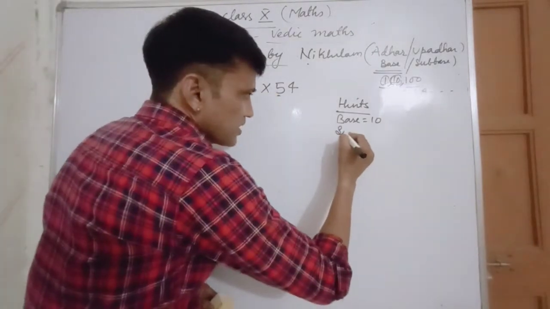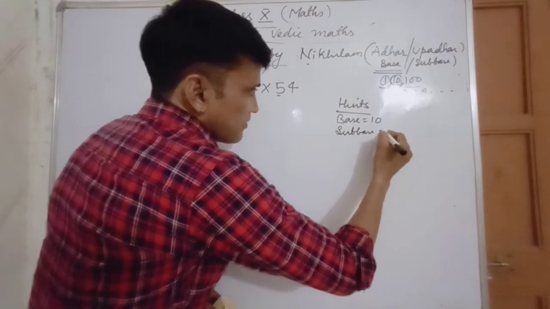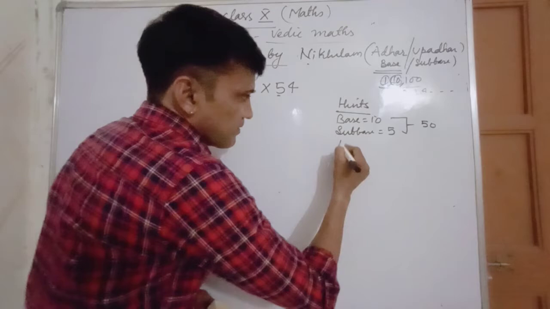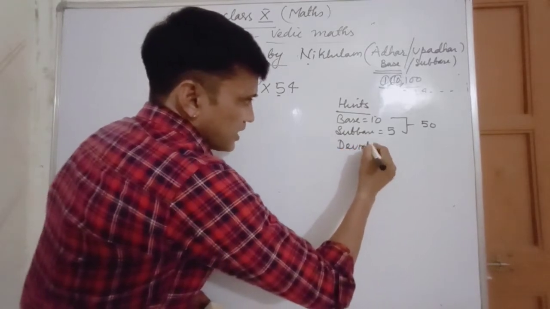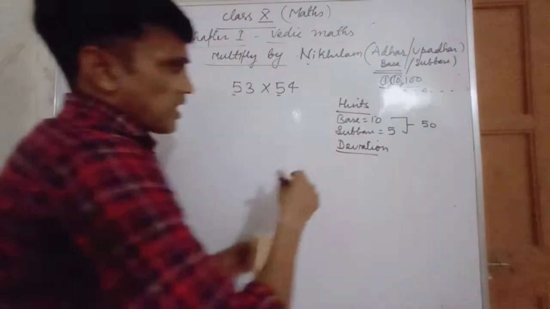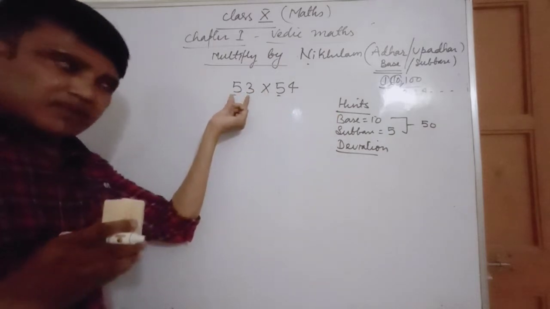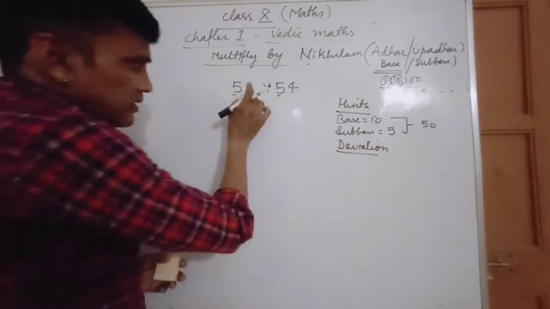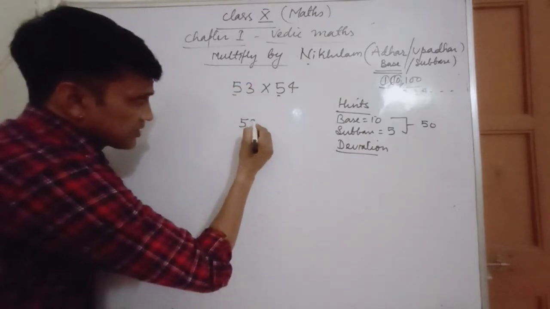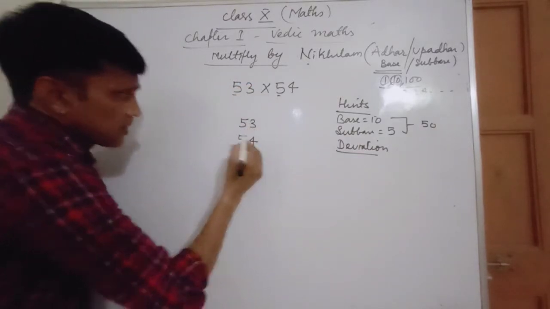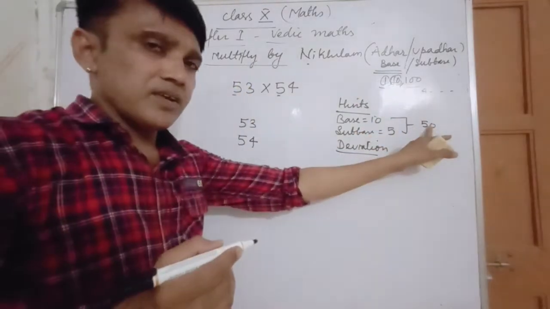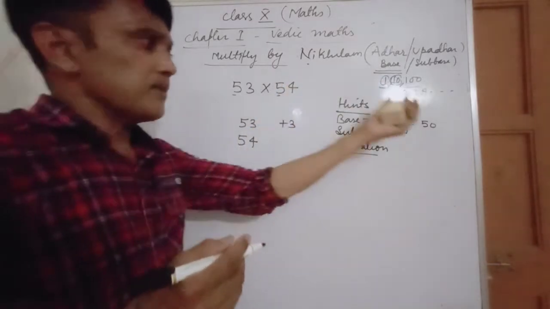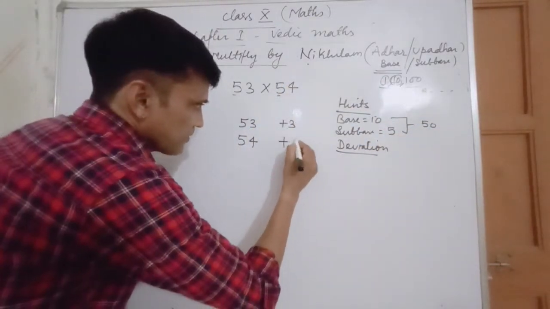Now sub-base, on the place of 1 it is 5. So sub-base is 5, so the number becomes 5 tens, that is 50. So deviation. What is deviation? Deviation means any number subtracted from the given number, the remainder is called deviation. Write like this: 53, 54. 53 minus 50, deviation is plus 3. 54 minus 50, deviation is plus 4.